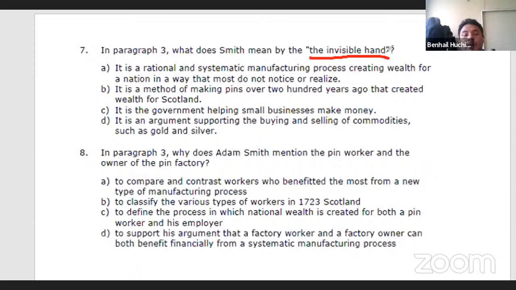Okay. Then in paragraph 3, why does Adam Smith mention the pin worker and the owner of the pin story? And we have again the options A, B, C, and D. And you have to select only one answer.